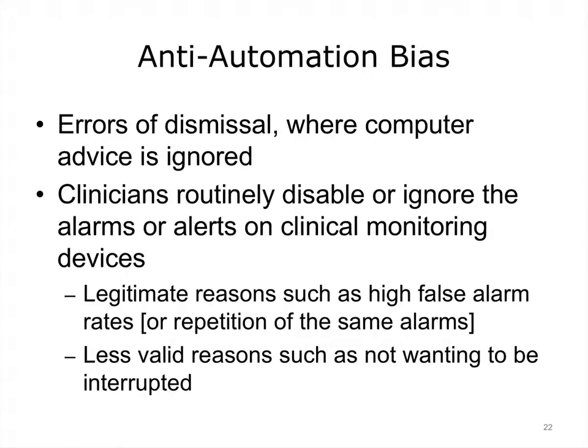The opposite of automation bias is an anti-automation bias, which is characterized by a distrust or disdain for computer advice, such as alerts and reminders. This often leads to advice being ignored. Clinicians routinely disable or ignore the alarms and alerts that clinical monitoring devices have. Sometimes the reasons are legitimate. For example, some systems exhibit high false alarm rates for their alerts. Other times, clinicians simply do not want to be disrupted by intrusive alerts and readily dismiss them without giving the advice its proper due. Overriding of alerts is a pervasive problem in the use of CPOE systems. Some studies have documented override rates of over 90%.